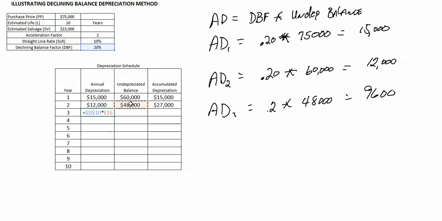I'm not going to freeze that because I'm going to need that to adjust. There's the 9,600. The undepreciated balance, of course, is equal to the 48,000 of the previous year minus the depreciation of the current year. And the accumulated depreciation is simply equal to the previous year's total plus the current year total.